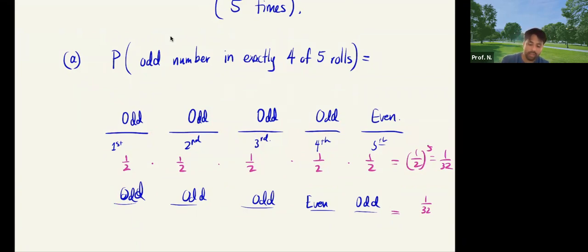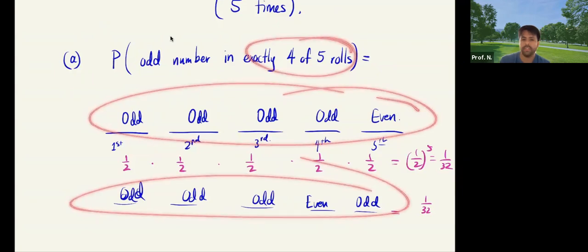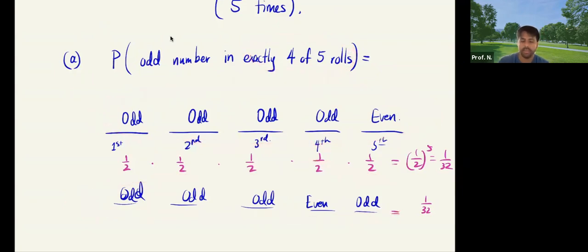And so that means that I can do this, but isn't there another possibility? Exactly. We can choose even being the last number, even being the fourth number, even being the third number, even being the second number, or even being the first number. So, no, it's not times 4 factorial. It's just times 5. It's not even 5 factorial, because there's only 5 configurations where I have exactly 4 out of 5 being odd numbers.